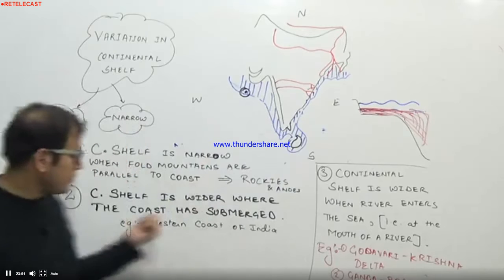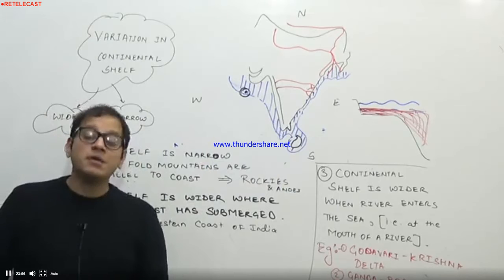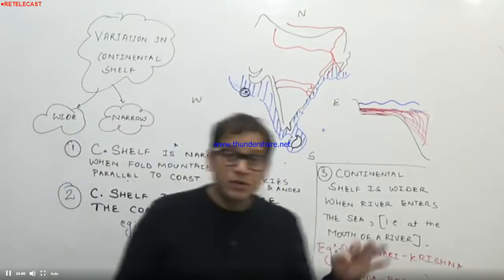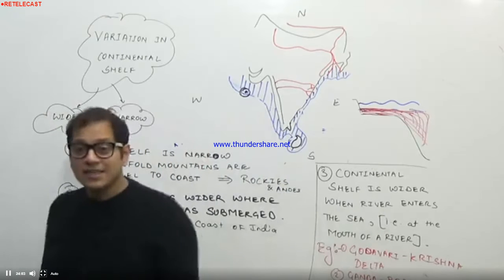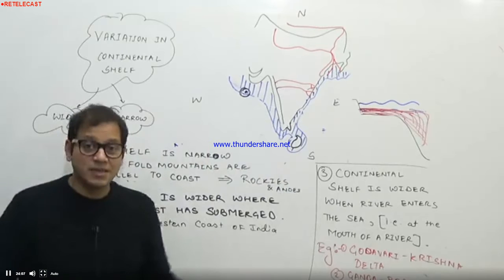Second, the continental shelf is wider where the coast is submerged. Example is the western coast of India. Therefore, Gujarat is the state having the widest continental shelf in India. And third, the continental shelf is wider where a river enters the sea, that is, around the delta region.